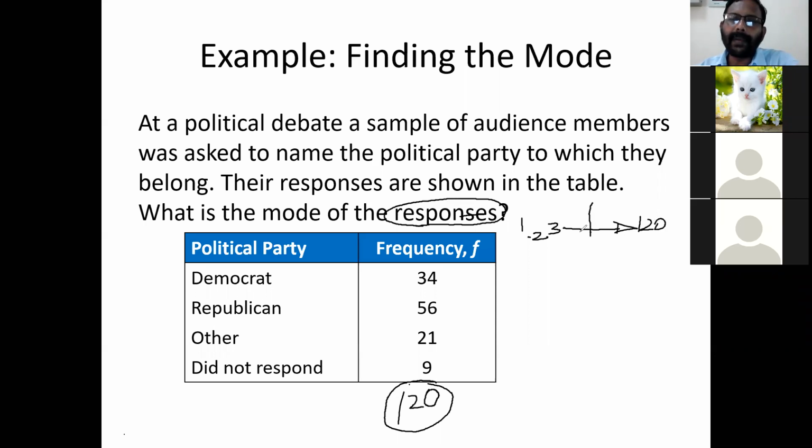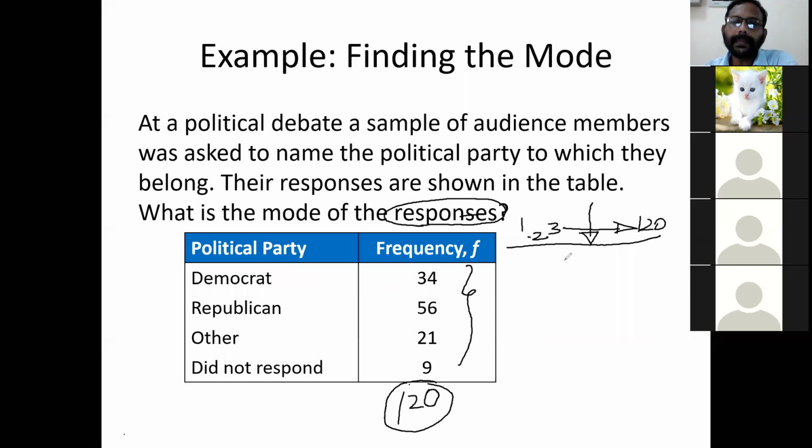So what will be the middle value? If you put them in ascending order, because we cannot put the parties in ascending order, we can put the number of people into ascending order, based on the frequencies. What is the middle value? 60.5. Are you sure? 60.5 or one less than that? 60.5. Sure? You are right. Correct. 60.5. Why? Because the n is just a second.